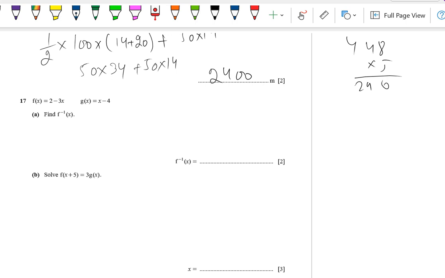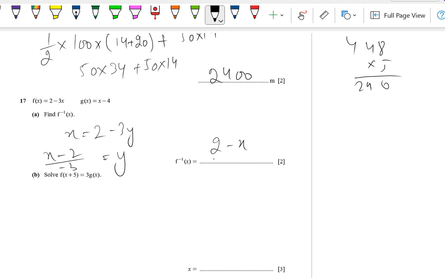Inverse. 2 minus 3y is equal to x. Now make y the subject, you will get your inverse. X minus 2 over minus 3, or 2 minus x over 3.